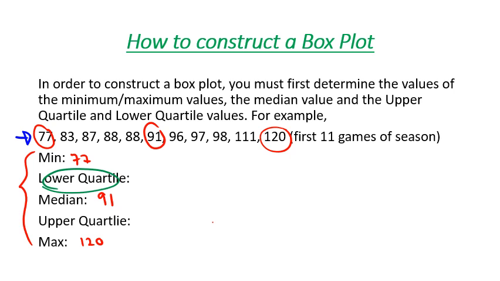The lower quartile is the middle of the lower half. Now we don't include the median value, so we're looking at the middle of this value here. There's 5 numbers there, so the middle value is going to be 87. And for the upper quartile, we're looking at the middle of the upper half. We're looking at this area here, and we know the middle value is 98. So now we've got the 5 numbers of our 5-number summary. We can then put it onto a box plot.